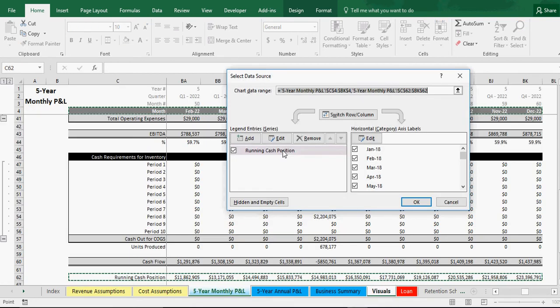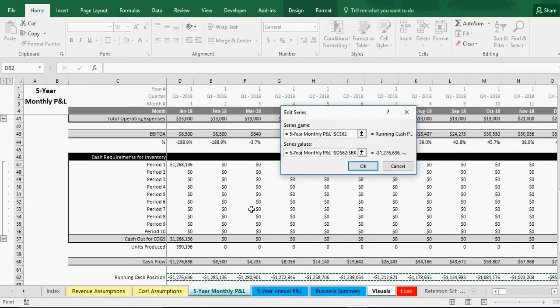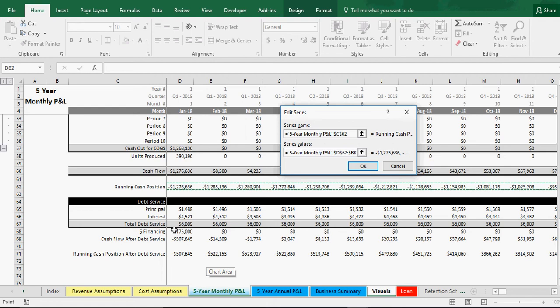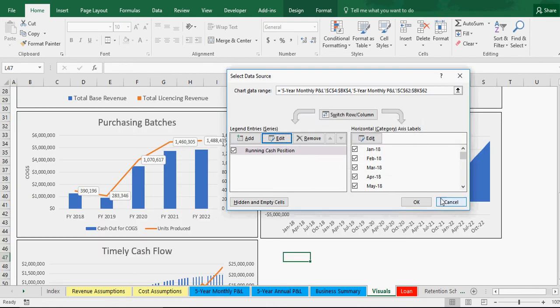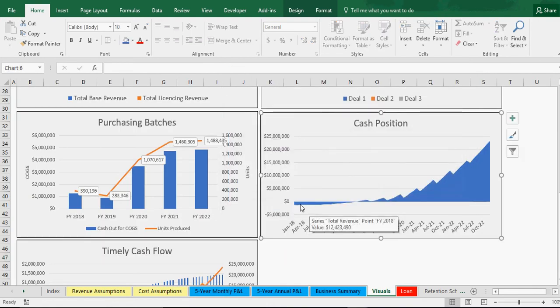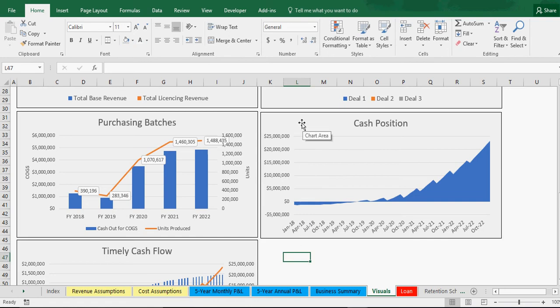Select data. Let me just make sure. Yeah, that's running cash position. So that's before debt service. So it's assuming you're financing everything with your own money. And that's good to see. It just basically shows, if you put all your money up front, what does that look like when you break even? And then these are the inventory buys here, every one of these little downticks.